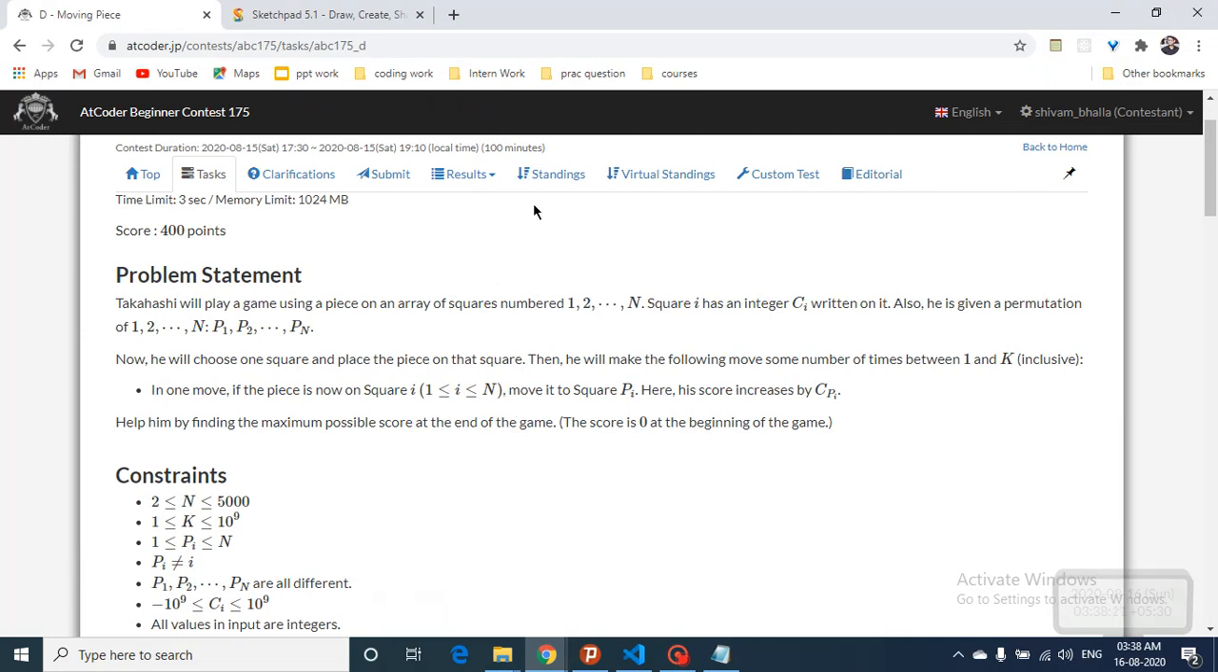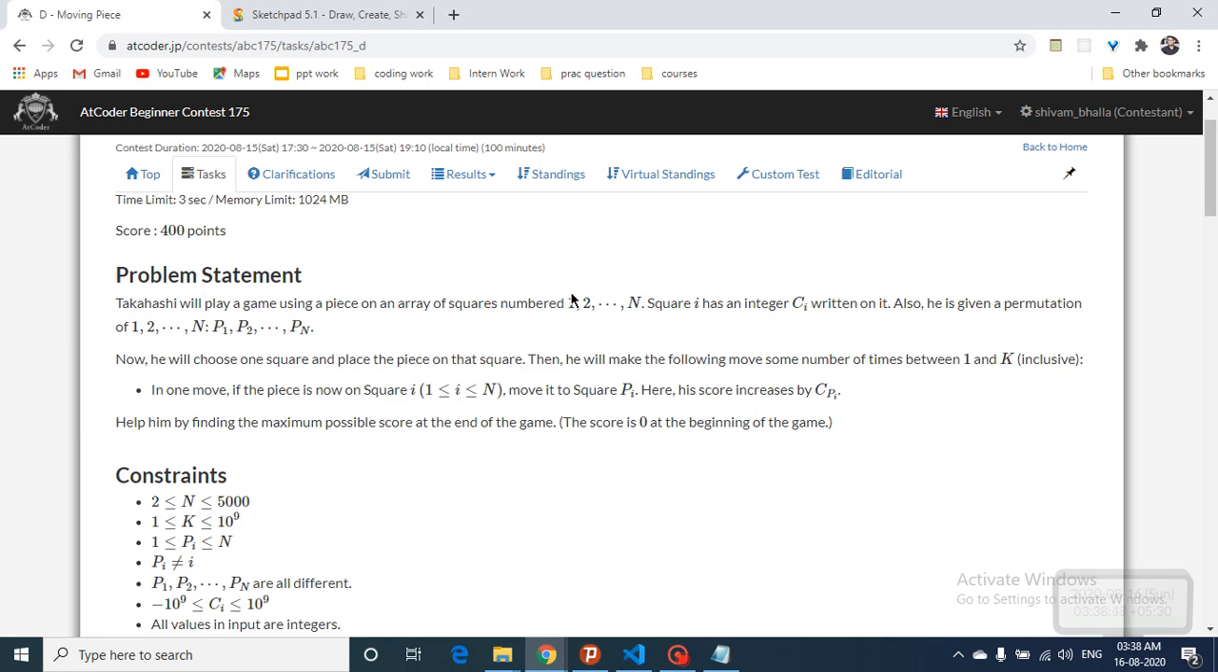There are actually N squares. The ith square has an integer Ci written on it, and P is a permutation of 1 till N. So you have N squares, and on them there will be numbers written, which is actually a permutation of 1 to N. Now what he will do is choose one square and place the piece on that square. Then he will make the following move some number of times between 1 till K inclusive.